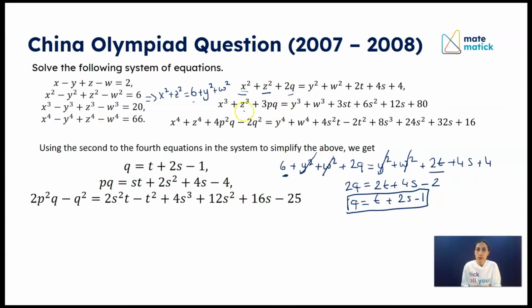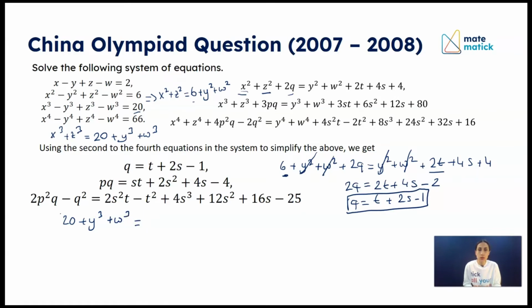Now let's look at the second one. So we will do the same thing. Instead of x cubed plus z cubed, from the third equation I can write this as 20. So x cubed plus z cubed is equal to 20 plus y cubed plus w cubed, okay. So instead of this, I'm gonna write that one.